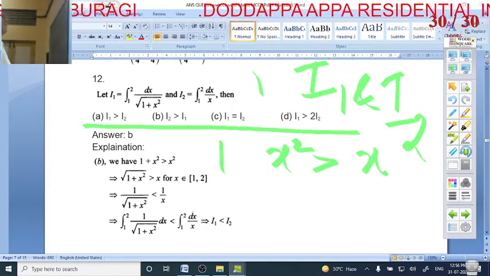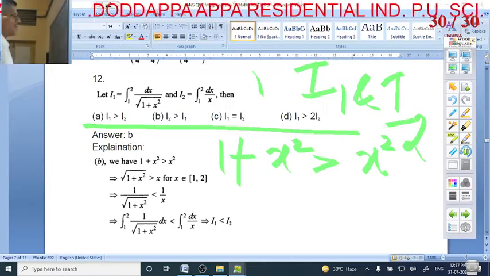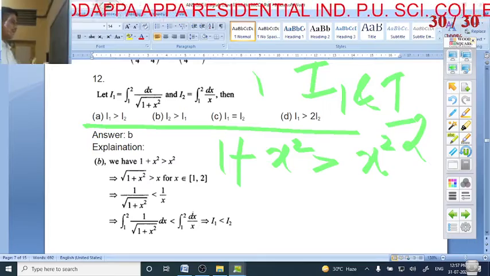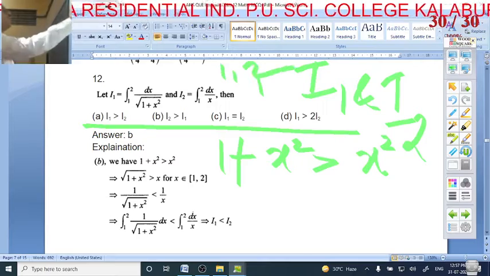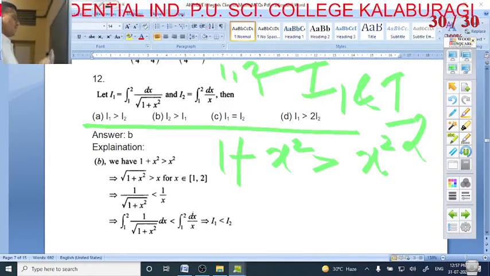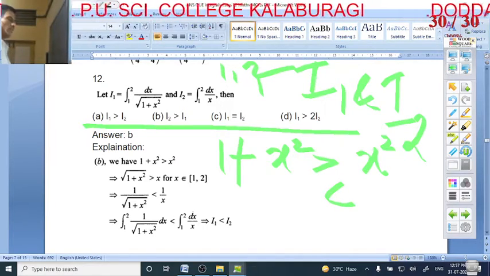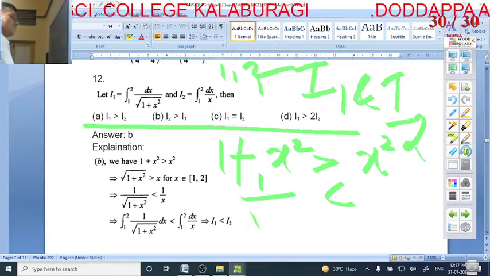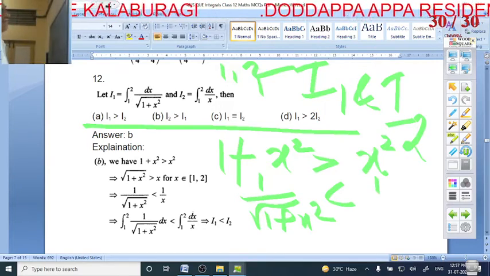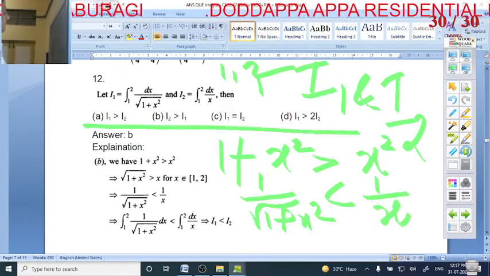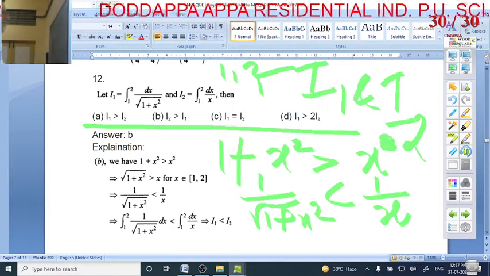When it becomes greater, we are adding 1 to this x square, so that 1 plus x square is always greater than x square. As they have given the interval 1 to 2, in this interval, if you are taking the reciprocal, the inequality gets reversed, that is, greater than becomes lesser: 1 divided by (1 plus x square) is less than 1 divided by x square, and 1 by x square is not equal to 1 by x.